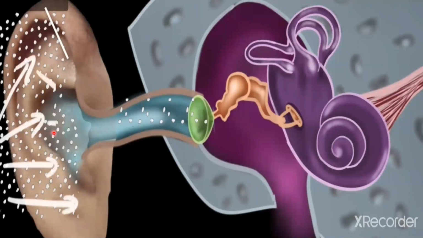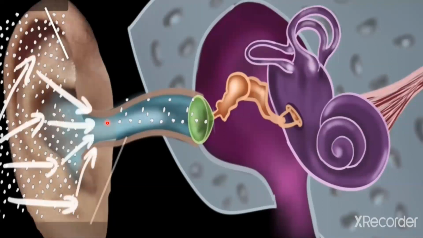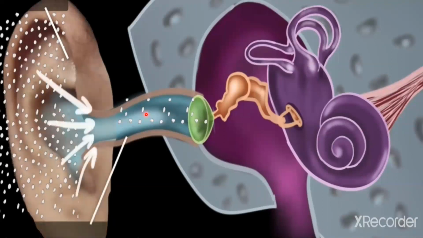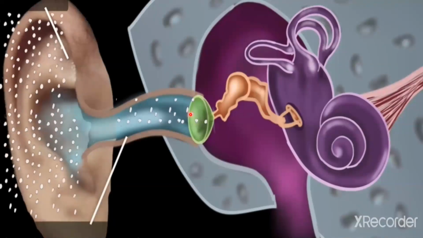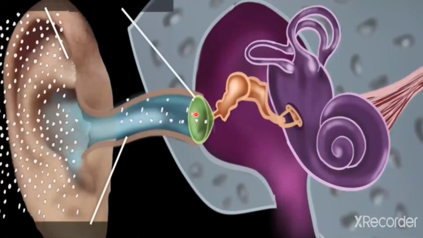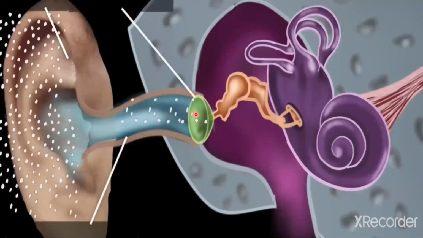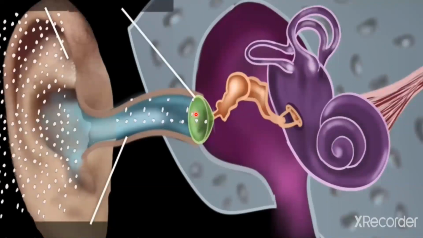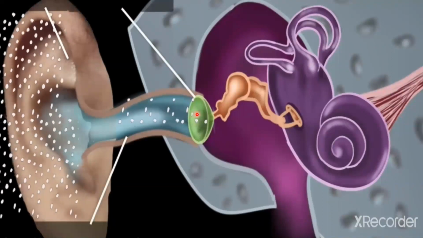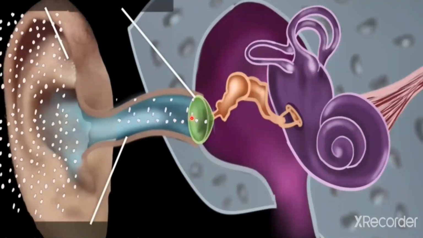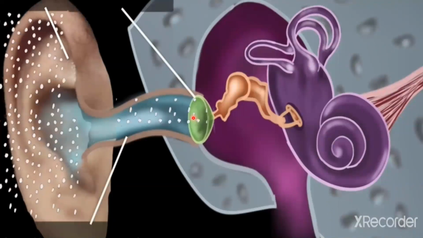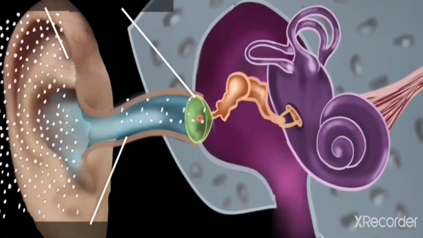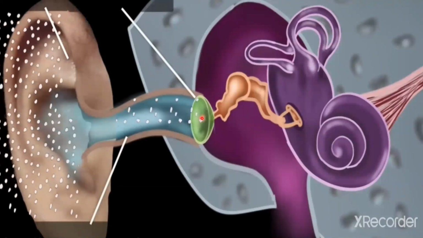First, sound waves strike the pinna, and the pinna directs the sound waves into the auditory canal. The auditory canal leads the sound waves to the eardrum, and they produce vibration in it.